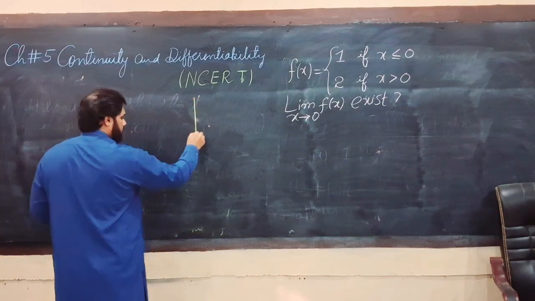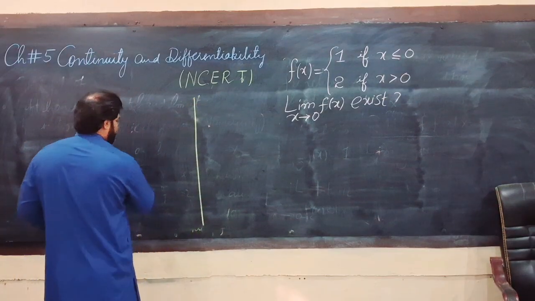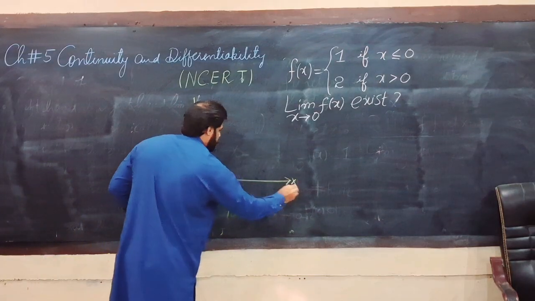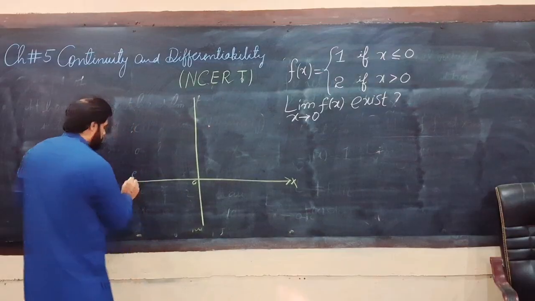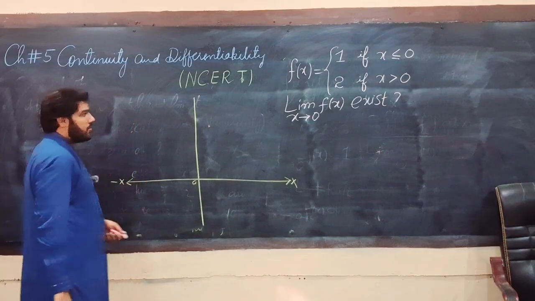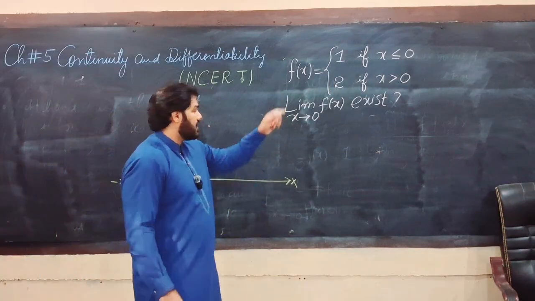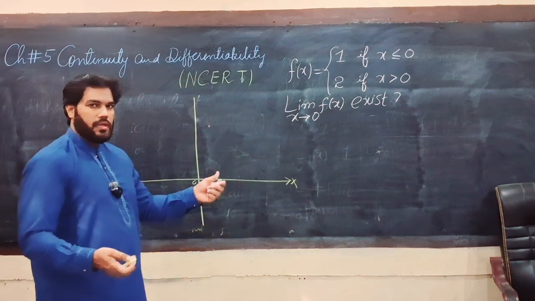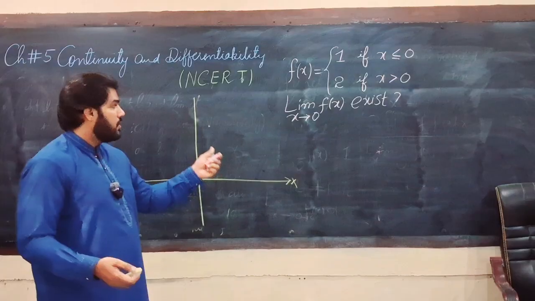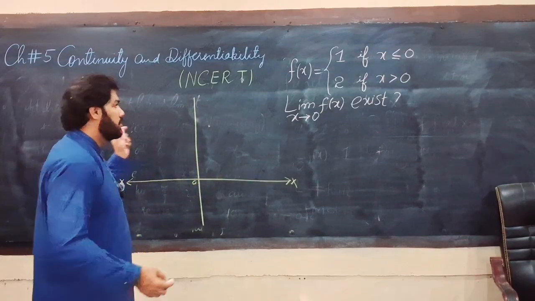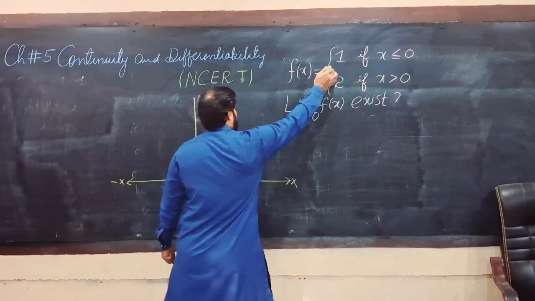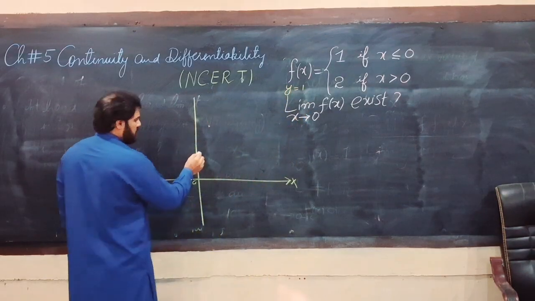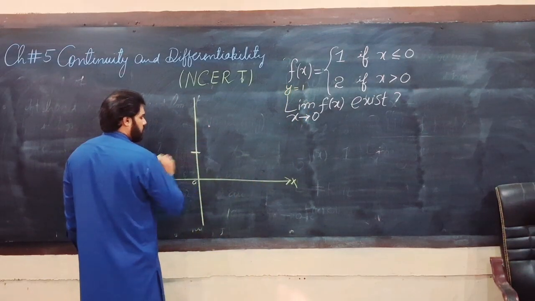To draw the graph of the function, firstly we make the x-axis and y-axis. This is my x-axis. The graph has two parts. When your x is less than or equal to 0, meaning when your x is negative, when your x lies on the left side of x is equal to 0, your value of the function is 1. Value of the function means the value of y is equal to 1. Suppose this height represents y is equal to 1.